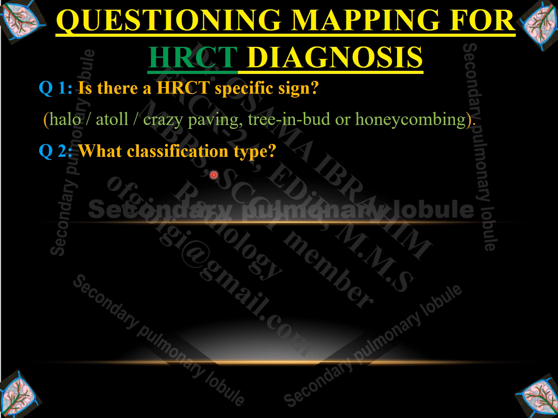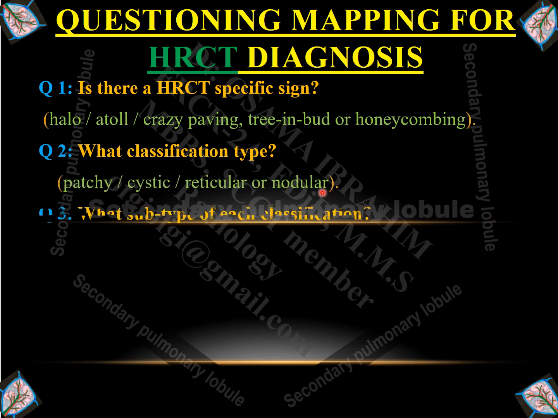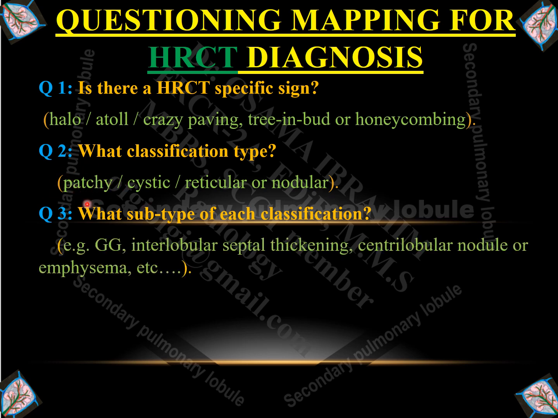What is the classification type? Is it reticular, patchy, cystic, or nodular? And take one from these. If, for example, it is patchy opacity, look at whether this patchy opacity subtype is due to ground glass, consolidation, mosaic attenuation, or air trapping.